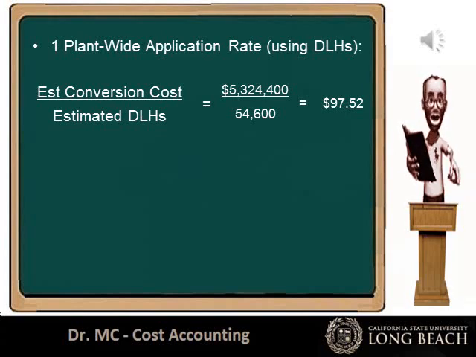When the firm applies conversion costs to the units produced using one plant-wide application rate based on direct labor hours, it needs to divide its estimated conversion costs of $5,324,400 by its estimated number of direct labor hours, which is 54,600. This gives you an application rate of $97.52 per direct labor hour.